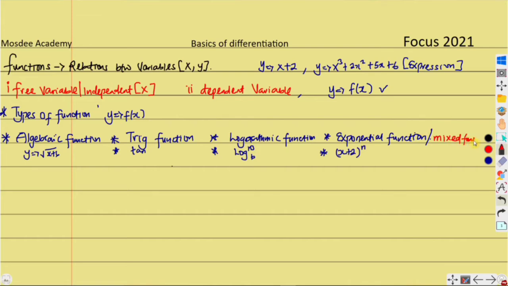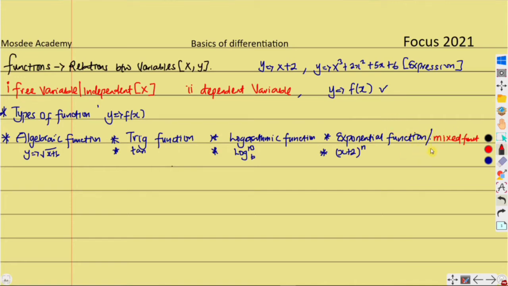Now, in the case of a mixed function, what we do is combine 2 or more types of functions coming together, and you are going to differentiate. Yeah, you can also have that in physics and mathematics. We are also going to look into that type of thing.